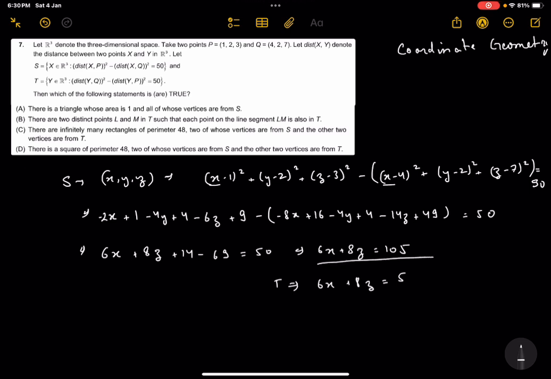So this is the equation of a plane. So option A is correct, because on a plane we will have a triangle of area 1. Option B is there are two distinct points L and M in T such that each point on their line segment LM is also in T. T is also a plane. So yeah, there would be a line segment LM on the plane, so we will have option B as well. We can take two distinct points on a plane such that the line joining them is on the plane.